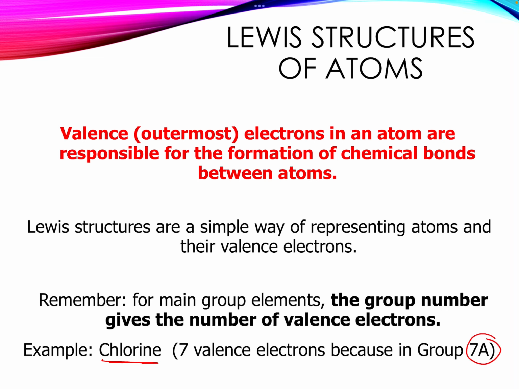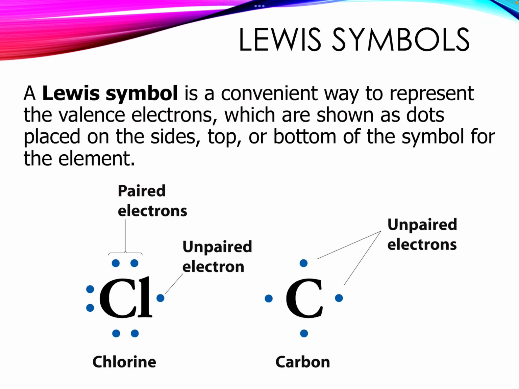So it goes 1A and 2A for the alkali and alkaline earth metals, and then we skip the transition metals and start again with 3A with the group under aluminum. So you should get from 1A to 8A across the periodic table. Again, skip the transition metals. So the noble gases are in group 8A and have 8 valence electrons. So these Lewis structures are a simple way of representing the atoms and their valence electrons. Remember, we'll use the element symbol and the number of valence electrons to draw the Lewis structure for atoms. So this is what it looks like.